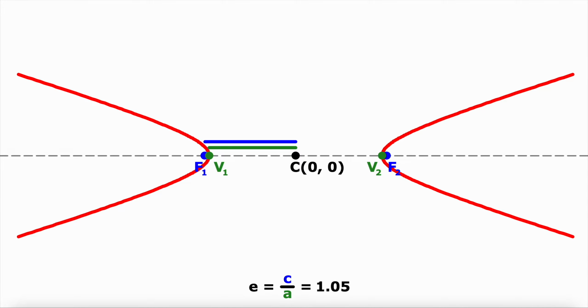The closer the eccentricity is to 1, the narrower the opening of the two branches of the hyperbola becomes, and the closer the two foci are to the vertices. Conversely, the further the eccentricity is from 1, the wider the opening of the two branches becomes, and the farther the two foci are from the vertices. In other words, as the eccentricity approaches infinity, the two branches of the hyperbola increasingly resemble two parallel lines.